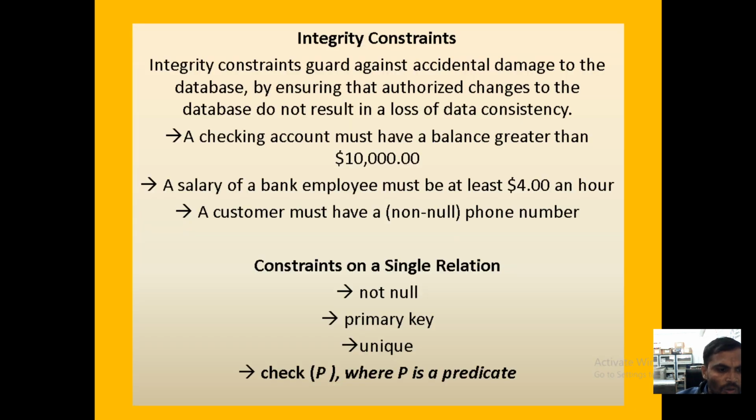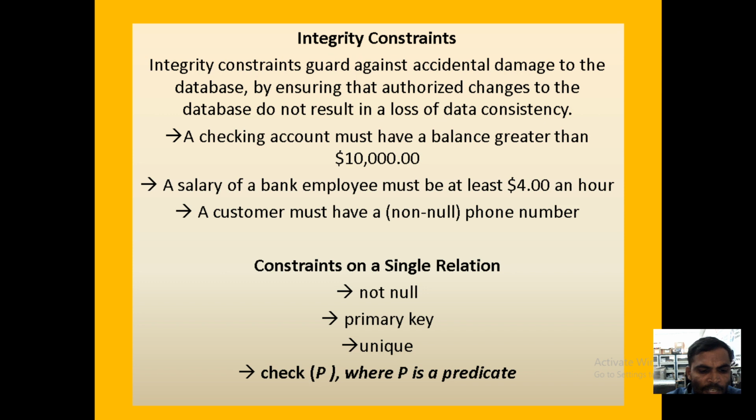Now under constraints, we have the single relation. For the single relation, we have the not null constraint. Under the single relation, the not null constraint will be there, the primary key constraint will be there, the unique constraint will be there, and the check constraint will be there.